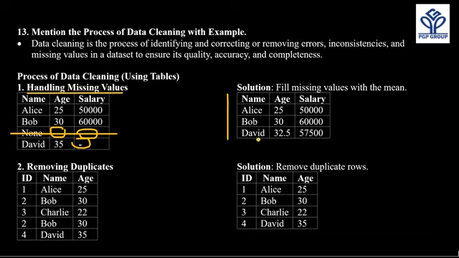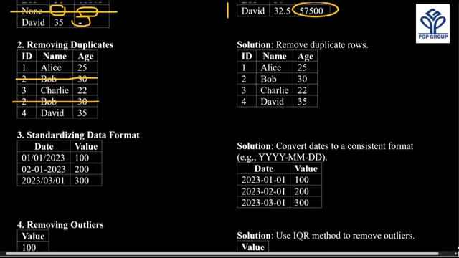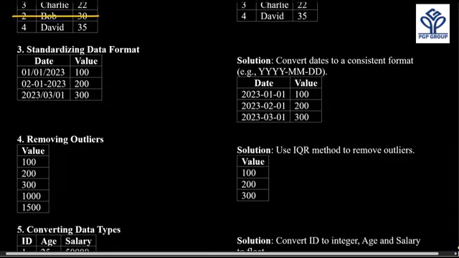35 is available, and then I'm going to fill some value here. You can use any technique; we already studied what techniques are available for filling the missing values. Then the same thing here, removing the duplicate values. The duplicate values should be removed. Bob is duplicated here, so the duplicated value should be removed. The next one is standardizing the date format. This also we already studied.